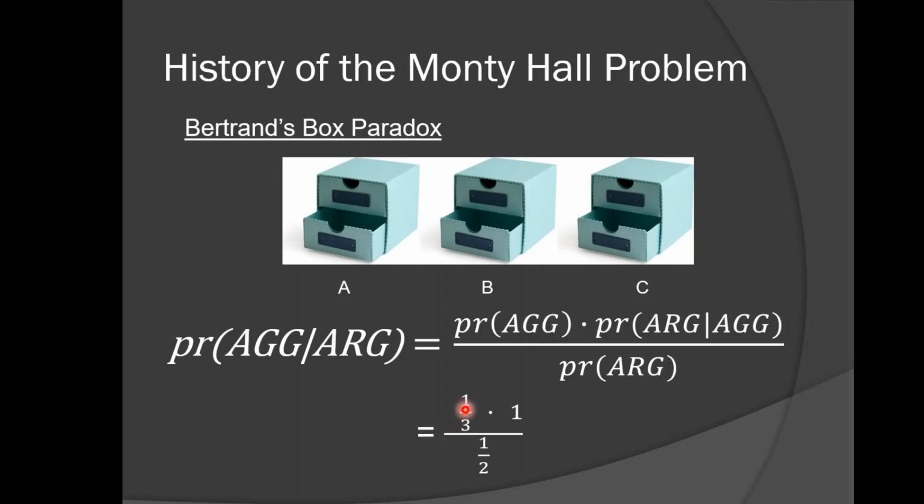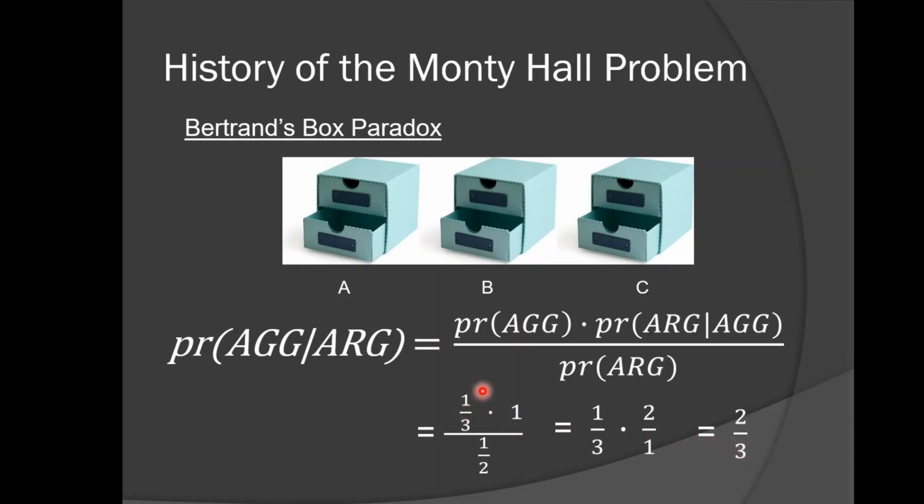So our prior probability of our hypothesis is 1/3. The probability of the evidence given the hypothesis is 100%. And the total probability of the evidence is 1/2. 1/3 times 1 is just 1/3. Divided by a half means multiplying by the inverse, 2/1. And then the posterior probability will be 2/3.